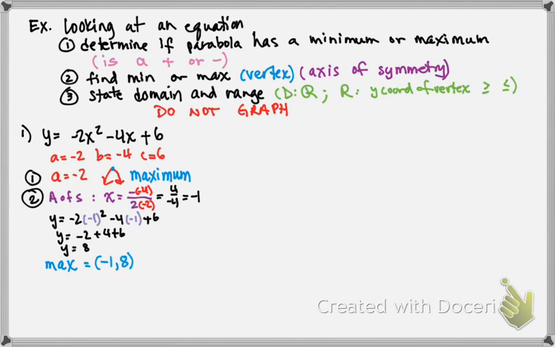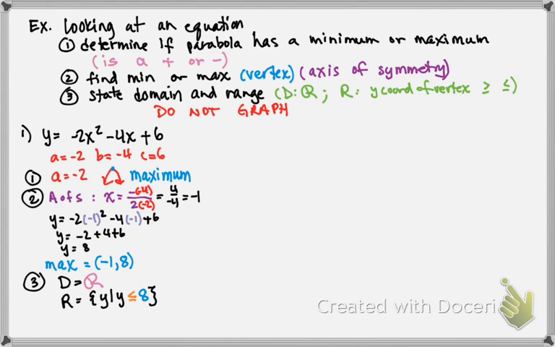Domain and range. Okay, domain is simple. Domain is equal to all real numbers. Okay, what's the range? It's going to be all the y values such that y, and because we have a maximum, that means we're pointing downward, so we're going to have less than or equal to, and we're going to grab that 8. Okay?